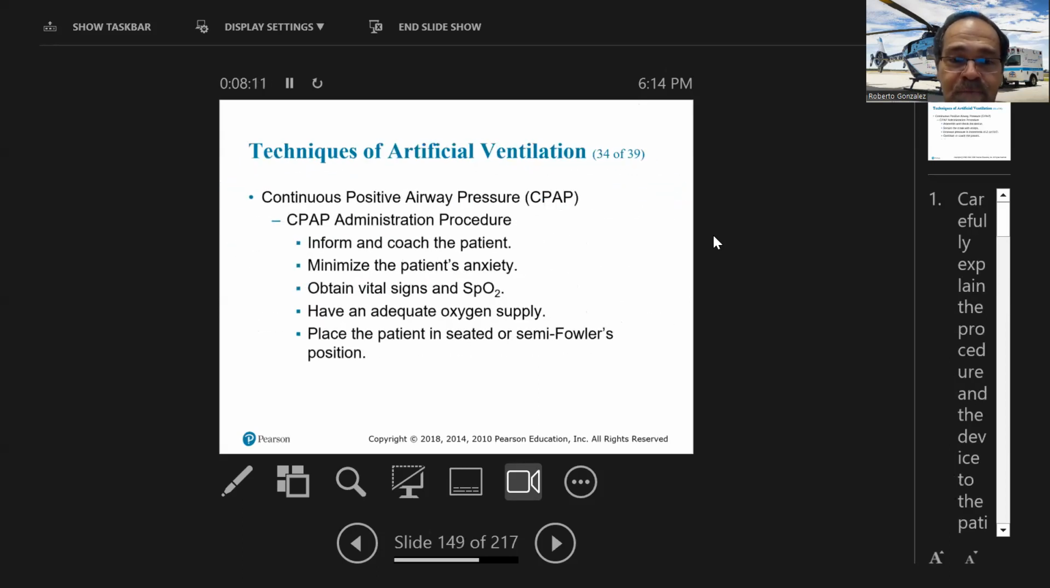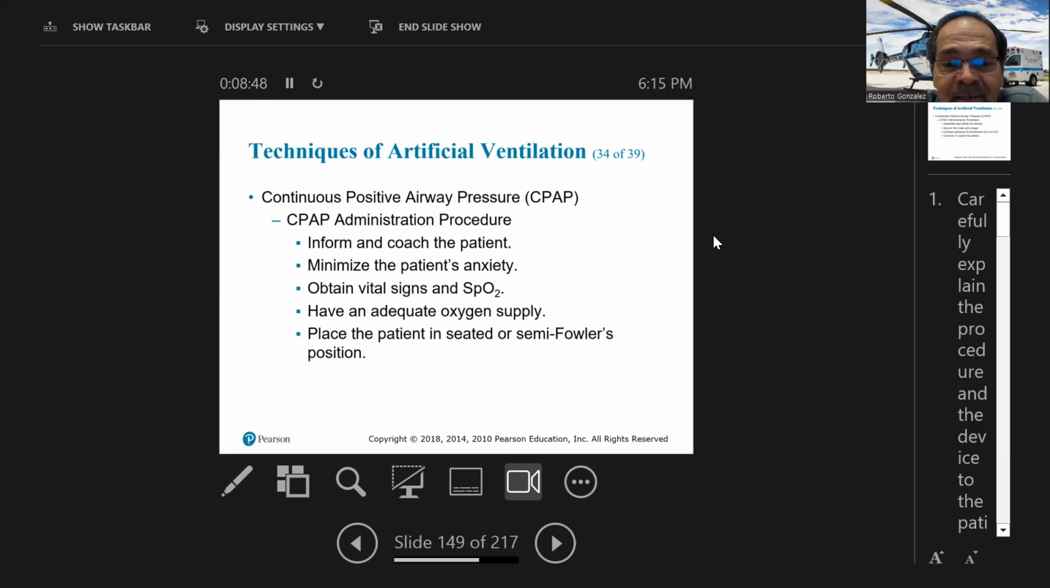Administration procedures. Inform and coach the patient on how to breathe. Minimize the patient's anxiety. Remember that the CPAP is the device that goes on your nose and around your mouth, and it's tightened pretty tight so you can have a good seal. Just setting that up might make somebody anxious, because they're already having problems breathing, and now you're putting something on their face that seems like it will prevent them from getting any oxygen.